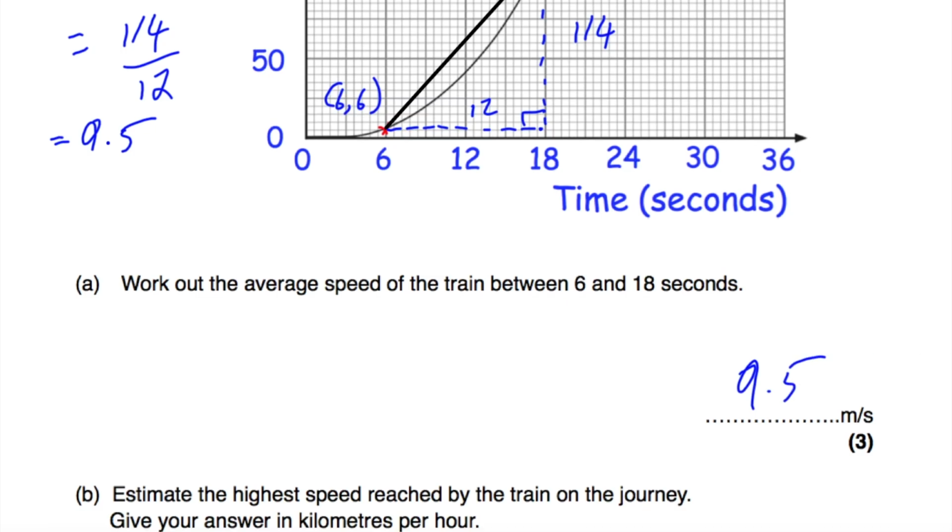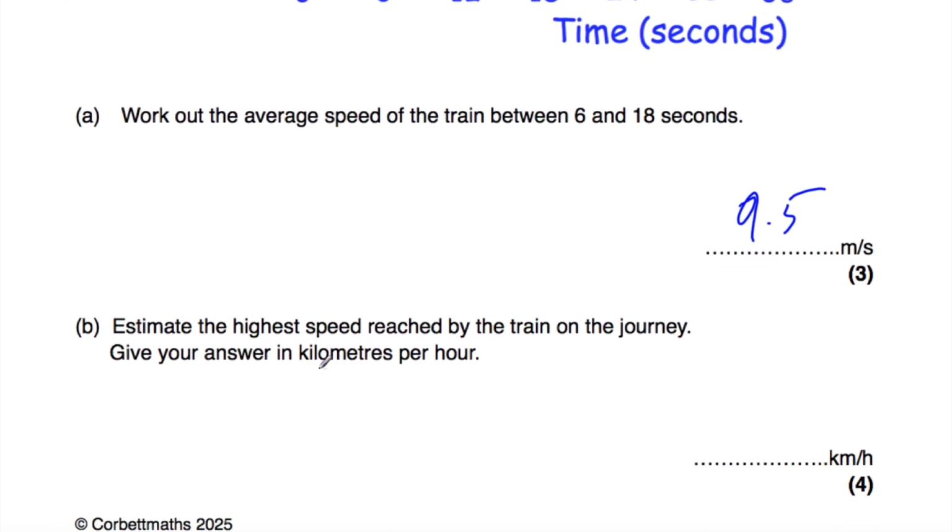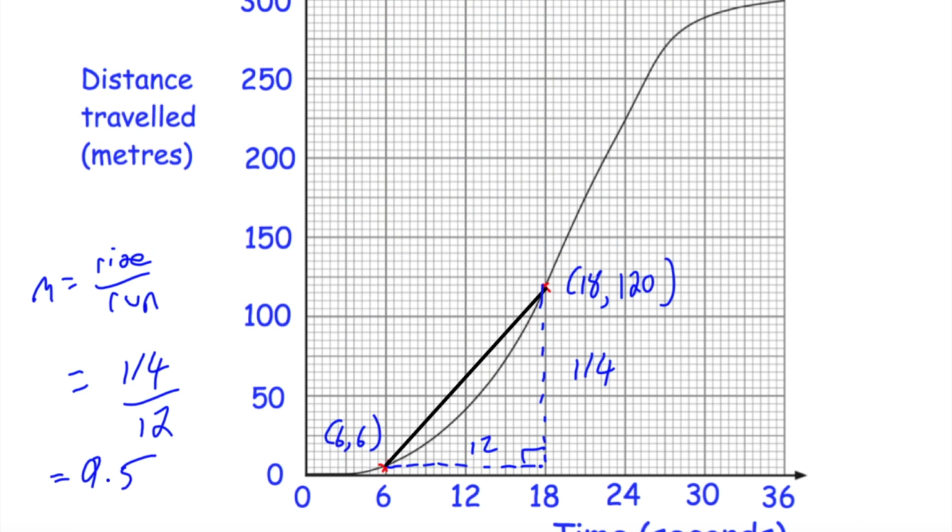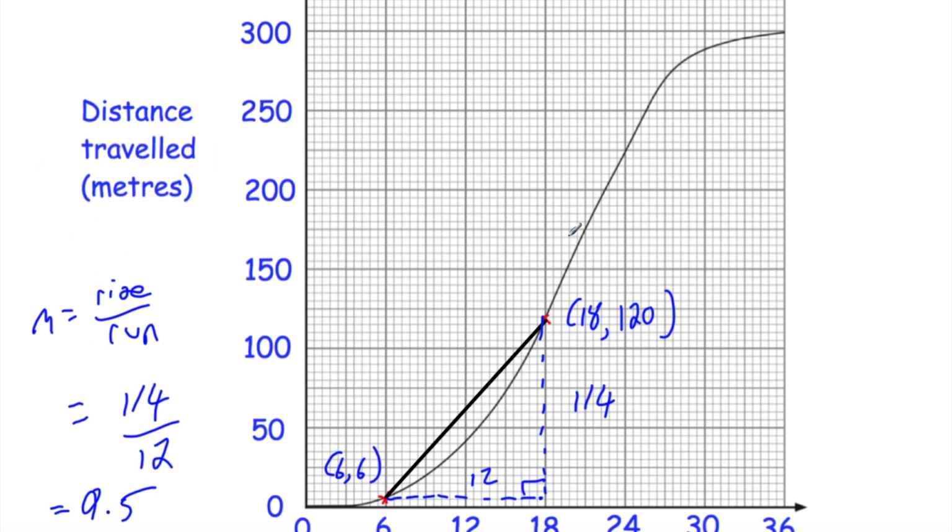And then if we go on down, part B says estimate the highest speed reached by the train on the journey, and to give our answer in kilometers per hour. So we want to find an estimate of the highest speed. So in terms of this graph, remember the speed is the gradient. So if we want to find the highest speed, we want to find the highest gradient.